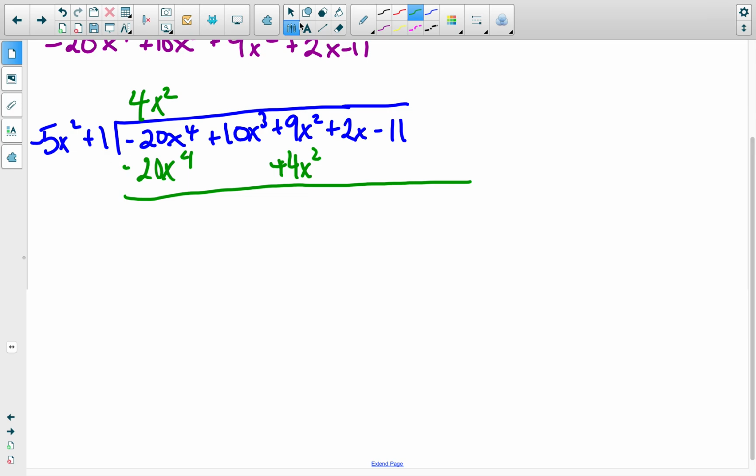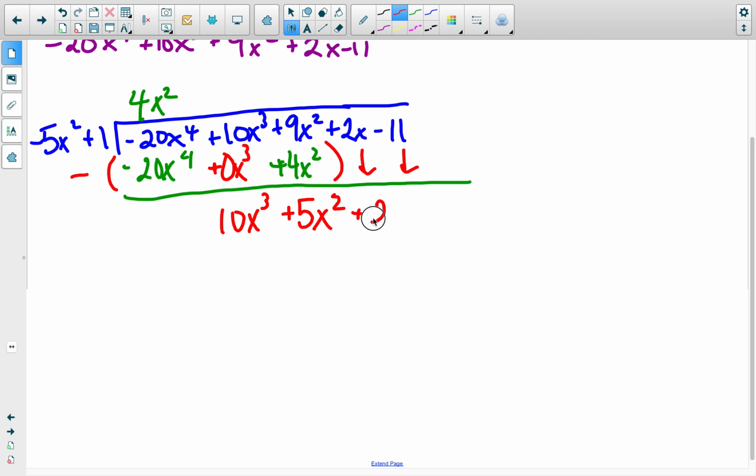Now we are going to subtract very carefully. Negative 20x to the fourth minus itself, that's going to cancel out. Then we have to go here. Remember that this is kind of like saying plus 0x cubed. So 10x cubed minus 0 gives us 10x cubed. 9x squared minus 4x squared gives us 5x squared. And let's go ahead and drop down these couple: plus 2x minus 11. And then let's do it again.